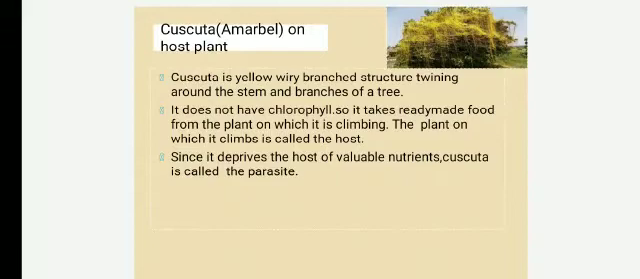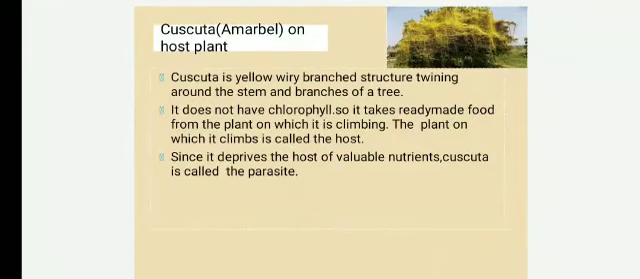Okay, so Cuscuta, also known as Amarbel. Can you see the picture? Cuscuta is a yellow wiry branched structure twining around the stem and branches of a tree. You often see many plants twining around the stem and branches of another tree. One such plant is Cuscuta.